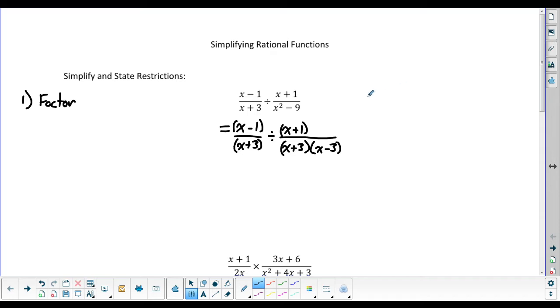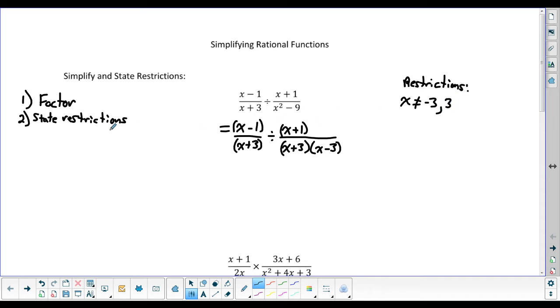Okay, so now step 2 is to state restrictions. Usually we do that off to the side, so we might say restrictions. And our restrictions here are going to be from this bracket here, x can't be -3. This one also, x can't be -3. We don't need to restate it though. And here, x can't be +3.